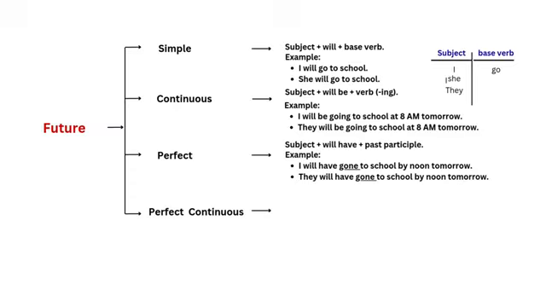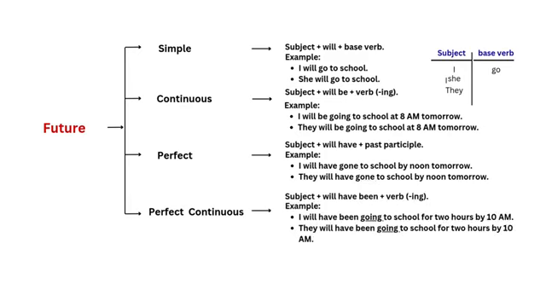Here, I is the subject. Will have is the auxiliary verb. Gone is the past participle of the verb go. To school is the object. By noon tomorrow specifies the deadline by which the action will be completed. They will have gone to school by noon tomorrow. Here, they is the subject. Will have is the auxiliary verb. Gone is the past participle of the verb go. To school is the object. By noon tomorrow specifies the deadline.